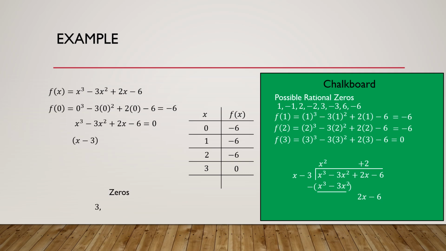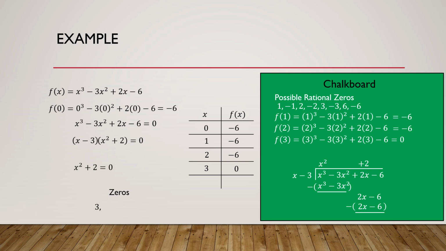2 will be the next term. 2 times x minus 3 equals 2x minus 6. This gives us a 0 remainder. The polynomial function can now be factored into x minus 3 times the quantity of x squared plus 2.